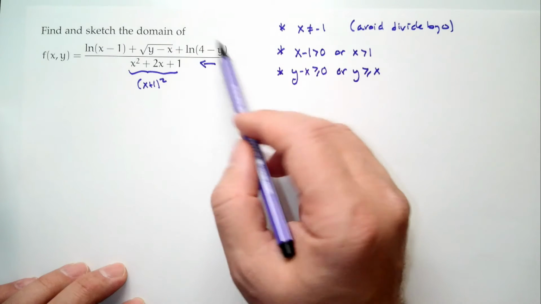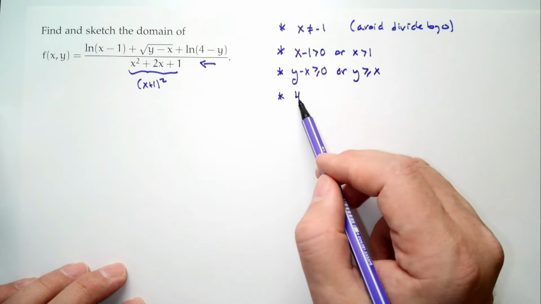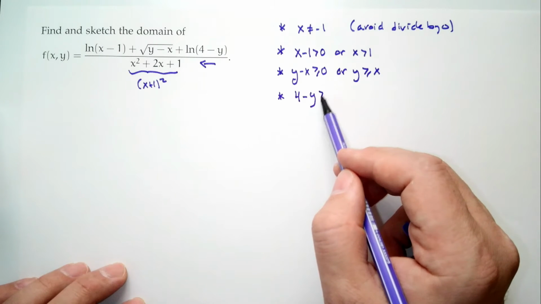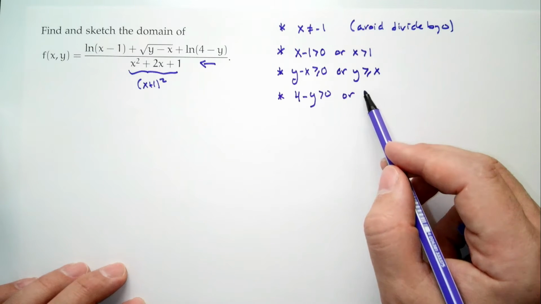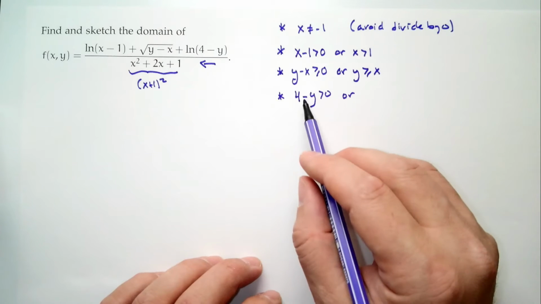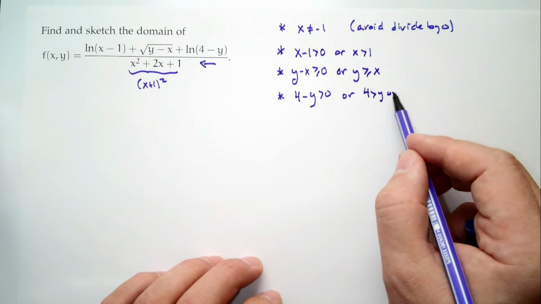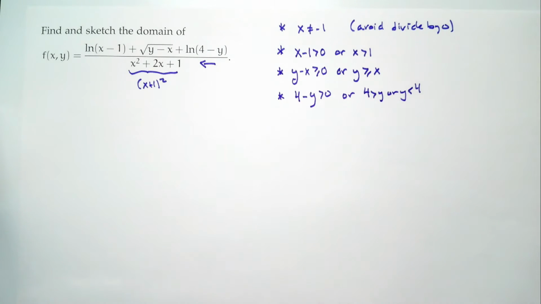And the last part, log of 4 minus y, well, similarly as before, 4 minus y has to be greater than 0. Or we could phrase this as, if we move this across, 4 greater than y, or y less than 4. Got to be careful here. Got to be careful whenever you have an inequality. It's very tempting to get them mixed up.